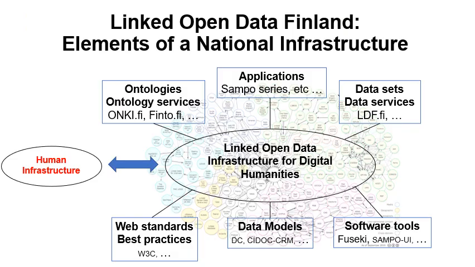The elements needed for a linked open data infrastructure for digital humanities are illustrated in this image. Firstly, we need ontologies and ontology services, and in Finland we have developed the onki.fi and finto.fi services for that purpose. We also need linked data services for datasets, and we are using the Linked Data Finland platform ldf.fi. Also, applications like the Sampo series to be discussed constitute one part of the infrastructure. The work is based on web standards and best practices of W3C, data models provided by different standardization groups such as Dublin Core and CIDOC CRM, and software tools such as Fuseki, Sampo-UI, and so on.